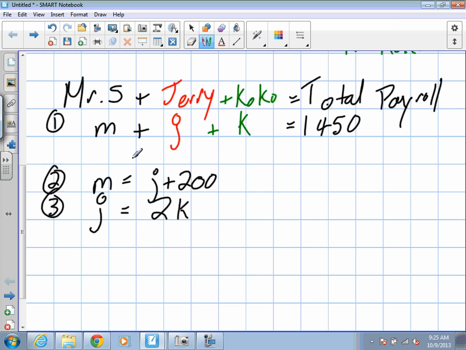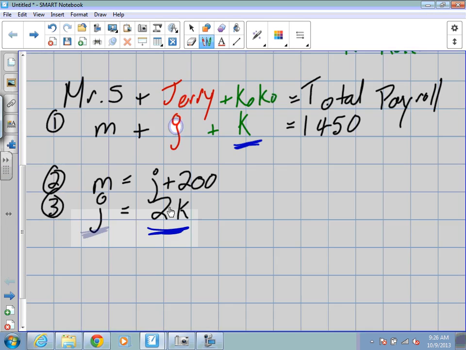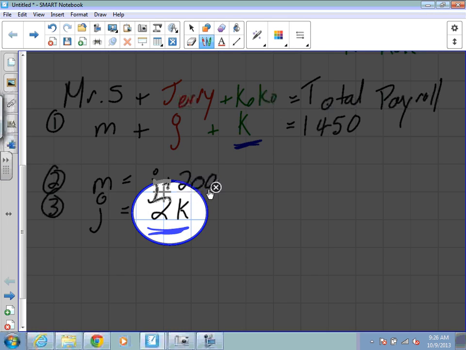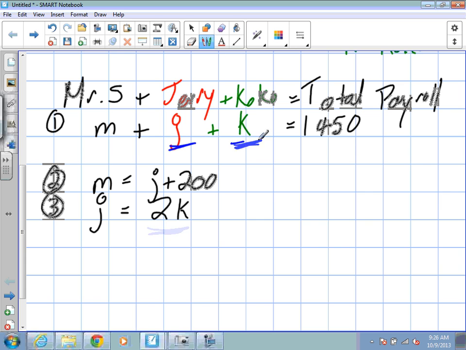So, this is what we're going to do to figure out this information. First off, we're going to focus on equation 1. This is what we want to plug all of our information in. We have what J is equal to. It says J is equal to 2K, which would be great because I already have a K. And if I can replace this J with 2K, then I'll have two variables that are the same in this equation.